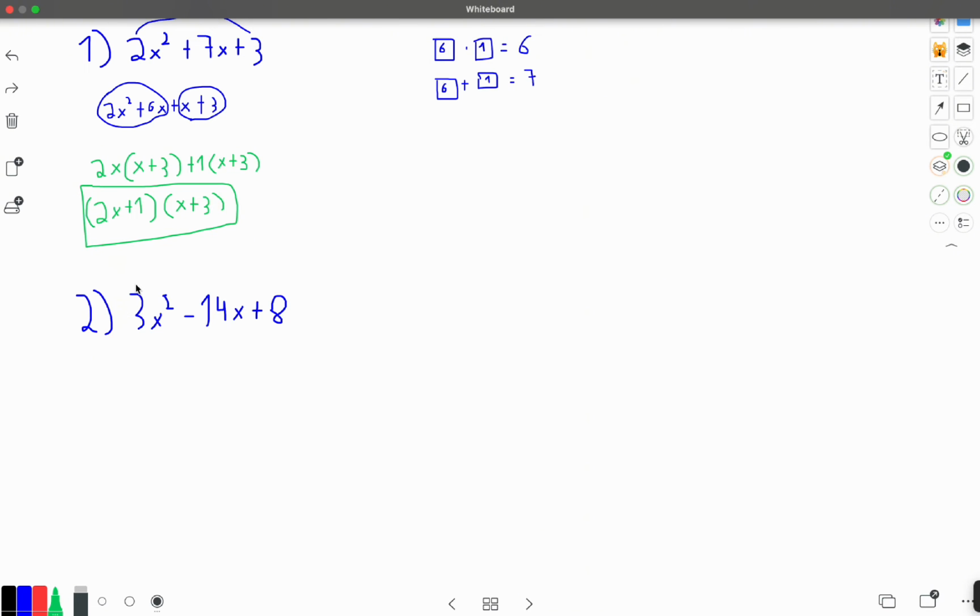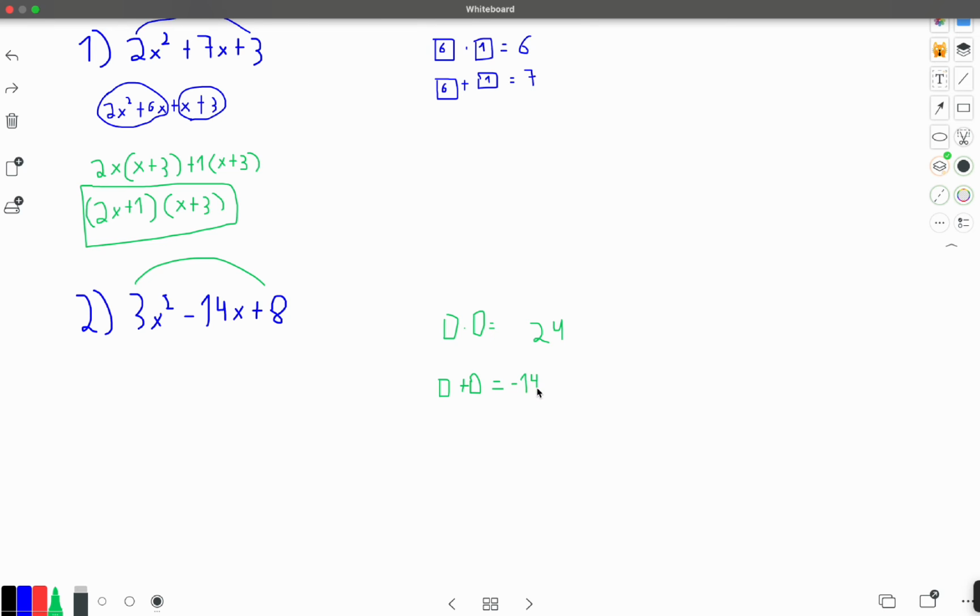Okay, so for our first step, let's multiply 3 by 8. We're going to get 24. So we're going to need two numbers that multiply to give you 24, and then we're going to need two numbers that add up to give you negative 14. Sorry for my handwriting, by the way.